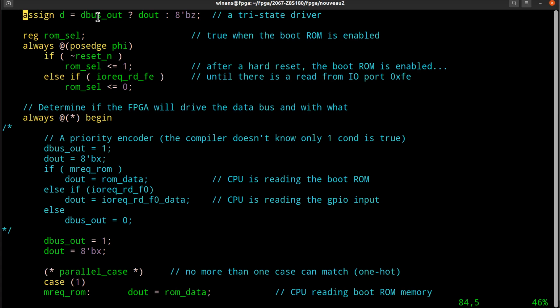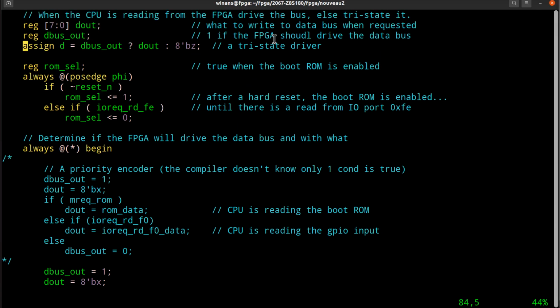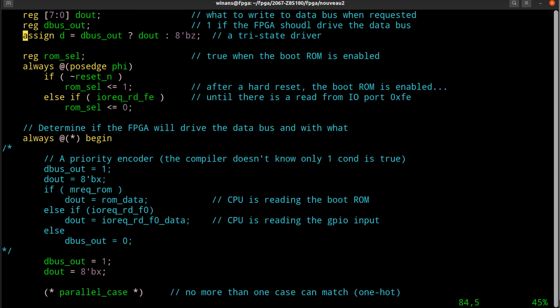But basically, the short of it is, this is the thing that controls the tri-state driver that drives the data onto the CPU bus when the CPU wants to read from the FPGA. Whenever this is true, I want to drive data out of the FPGA onto the CPU bus. And the data that I'm going to drive is coming from this D out signal here, this vector here, okay? And when I'm not driving data onto the bus, I want to tri-state it so that the CPU can drive the bus itself. And D is what I call the 8-bit bus above on the module ports, okay?